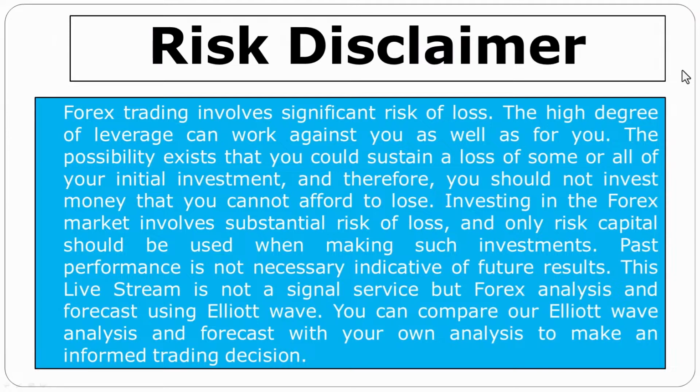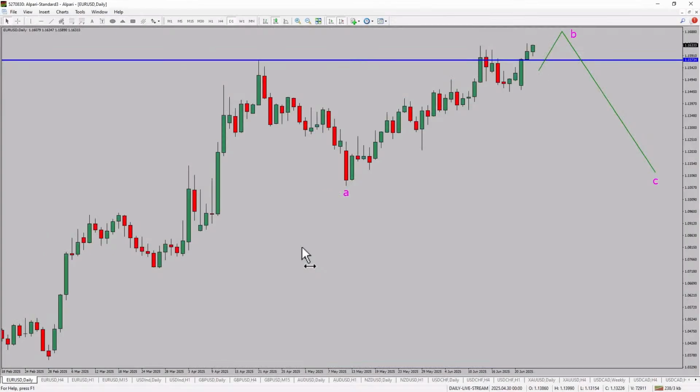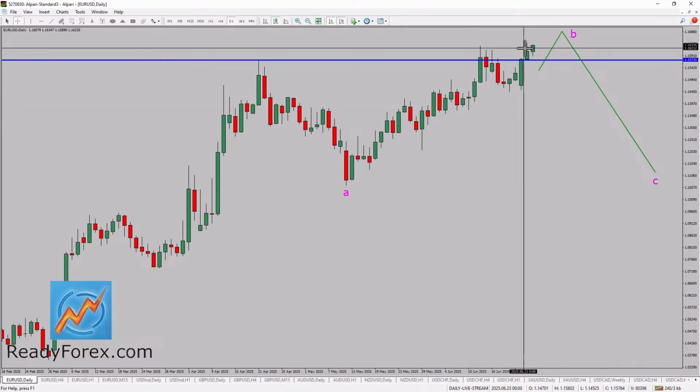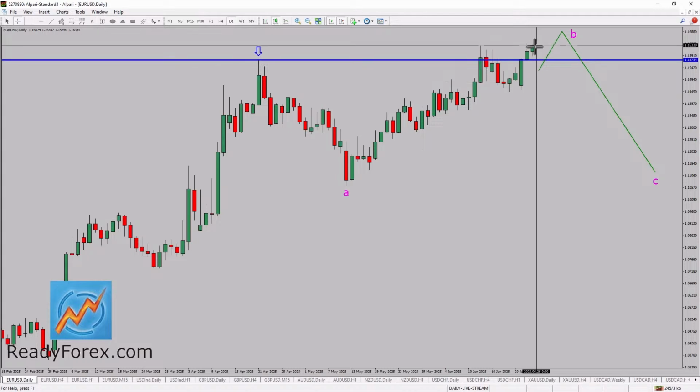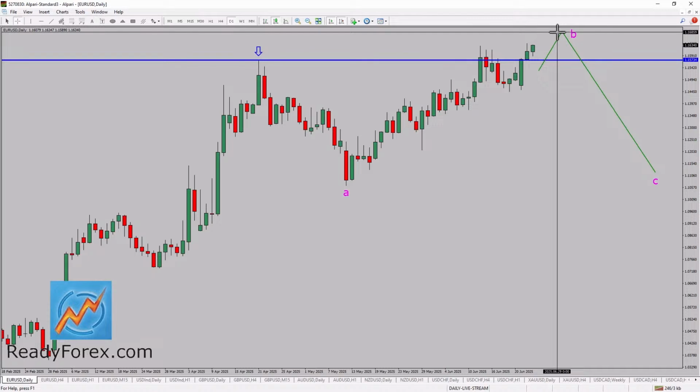Risk disclaimer. This is the daily time frame of the euro dollar currency pair. It seems to me euro dollar wants to rise up more. We got the bullish breakout above this old swing high. So this is the resistance level, and now the market is trying to rise back up. Price action of euro dollar is most likely going to rise up more, and then expect a top and a drop in price action in coming trading days.